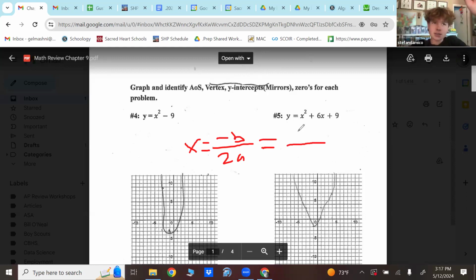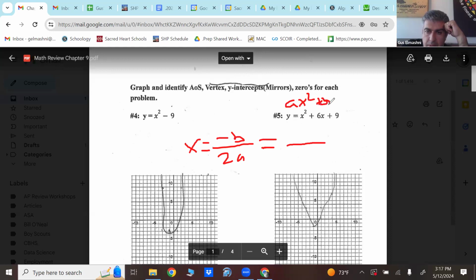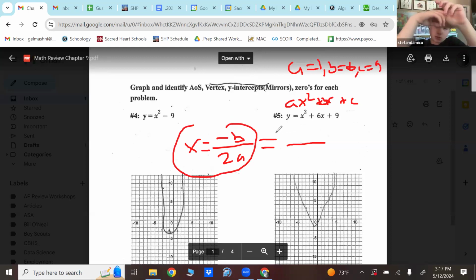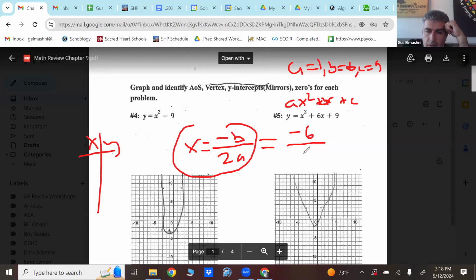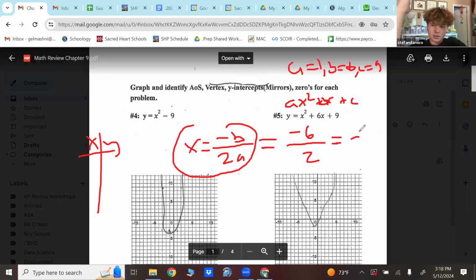So you get the ax squared plus bx plus c, right? So let's figure out a, b, and c. a is 1, b is 6, c is 9. Okay, plug into this formula here. -6 over 2, which equals 9? No, c is 9. -6 divided by 2. Oh, 3. No, negative 3. -3. Okay.